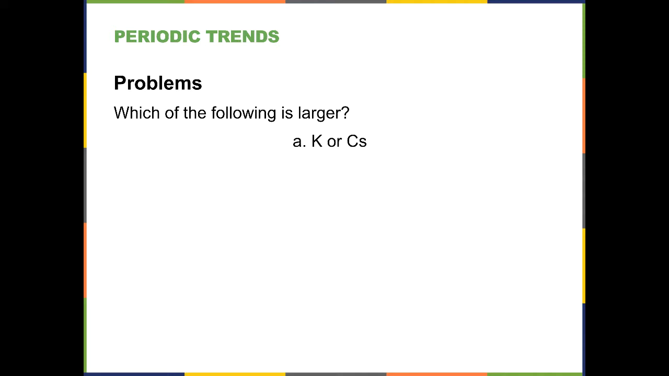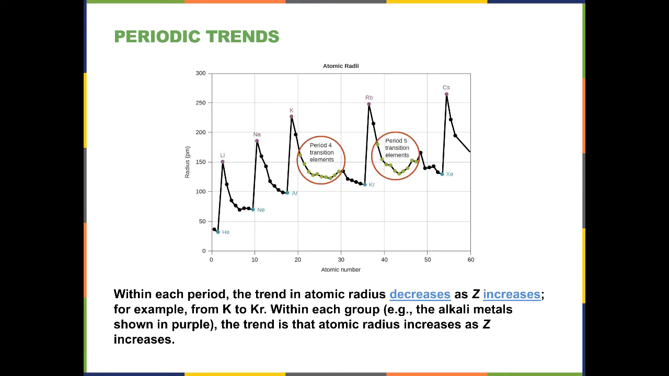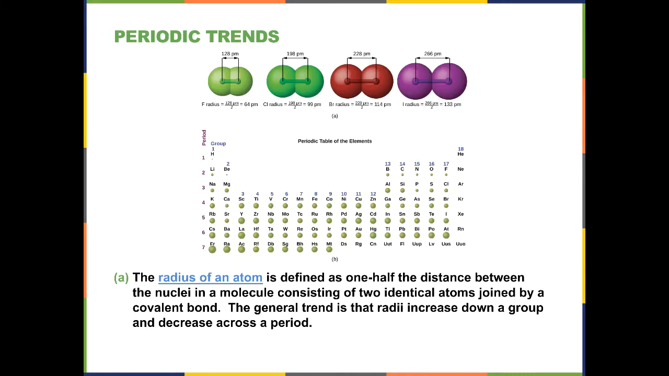So which is larger? We've already talked about this before. We can actually look back here and see that K is over here on the left, modestly to the left. Cs is more to the right. So Cs is larger.